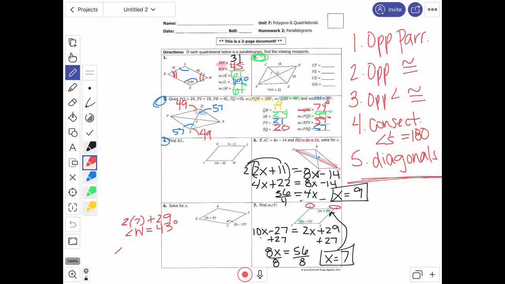Now to find angle V, I'm going to take 180 and subtract that 43 degrees. And so I get angle V to be 137 degrees. So that's my true answer for number 7.